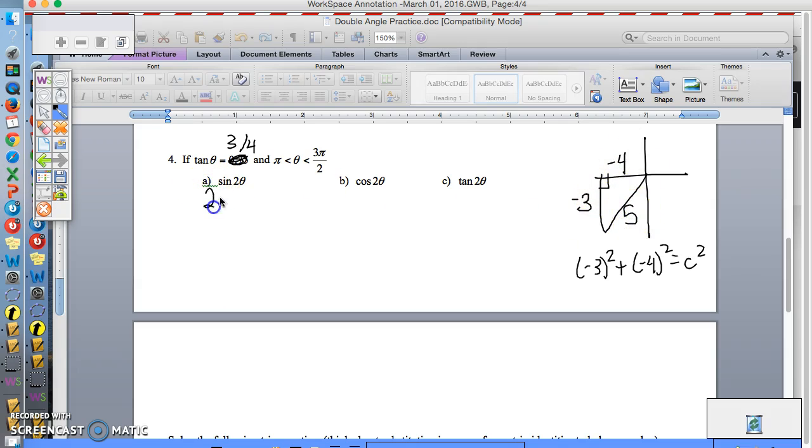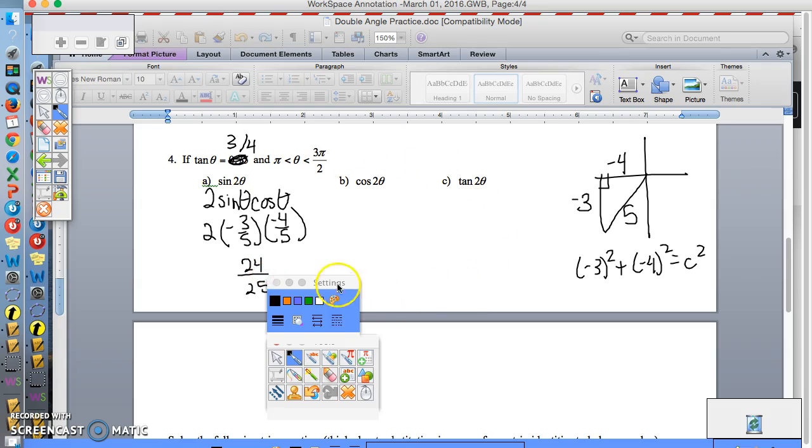So the sine of 2 theta, 2 sine of theta, cosine of theta. So 2 times negative 3/5 times negative 4/5. Our denominator is 25. Positive 12, so we have 24/25.